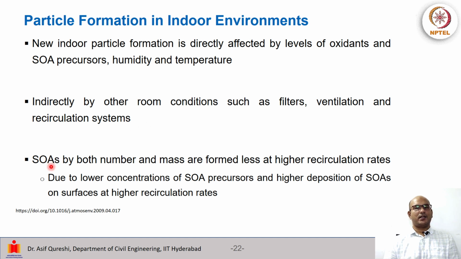The secondary organic aerosols, by both number and mass, are formed less at high recirculation rates. This is because we have a lower concentration of SOA precursors and a higher deposition of SOAs on surfaces. So, because you have a high recirculation rate, the concentration of the precursors would be lower because they might be depositing more to the surfaces, or maybe ventilated out, or there is less chance of reaction, and the SOAs will be depositing more on the surface.